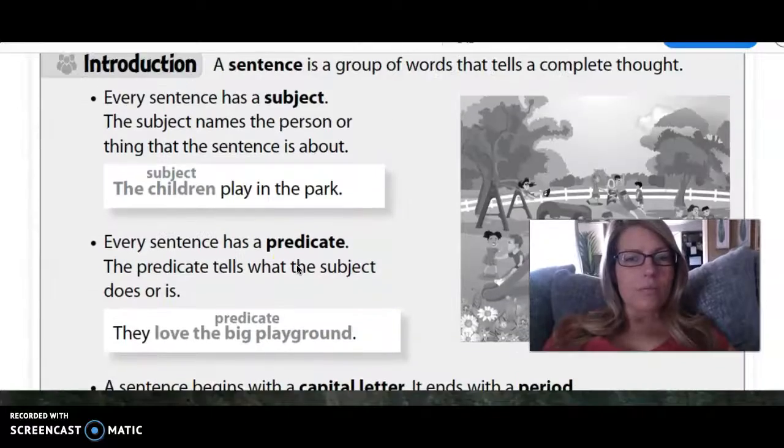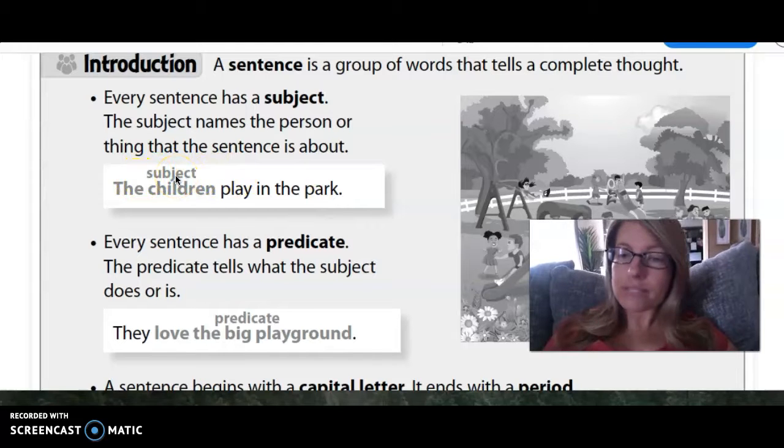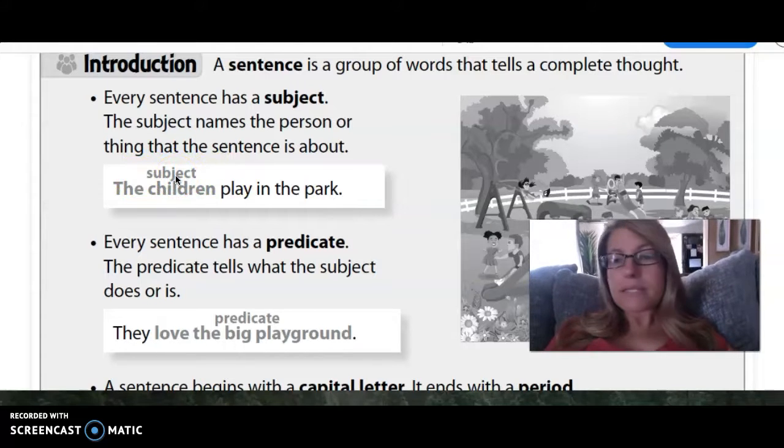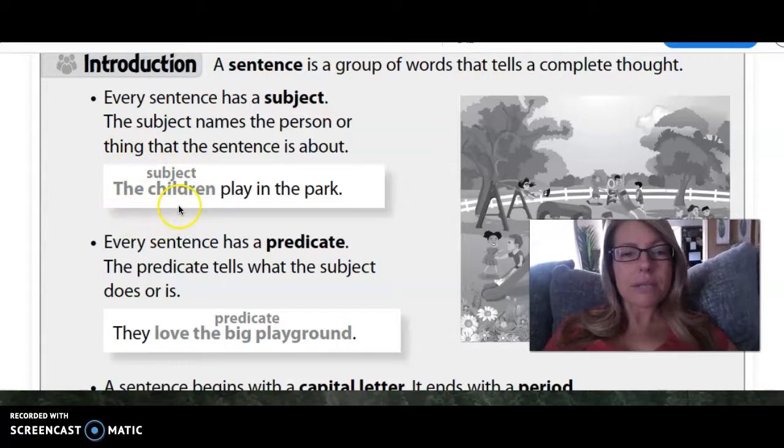On page number 23, we see up at the top in the box, it says, the children play in the park. The children are the subject. That's who the sentence is about. Who plays in the park? The children. Okay, the children are who the sentence is about, so that's our subject.